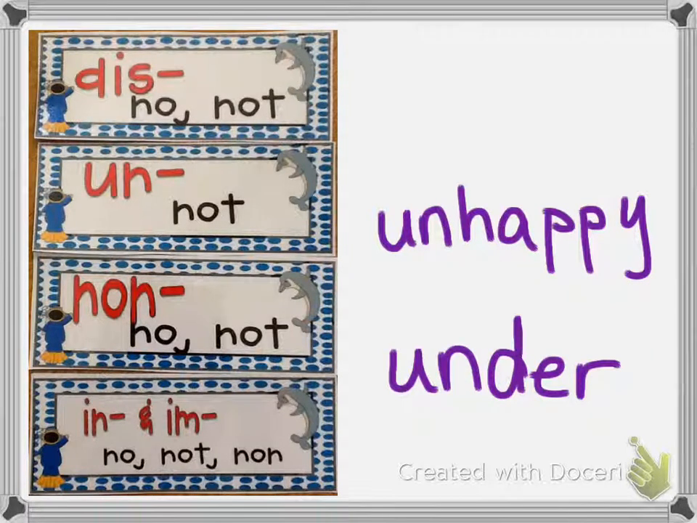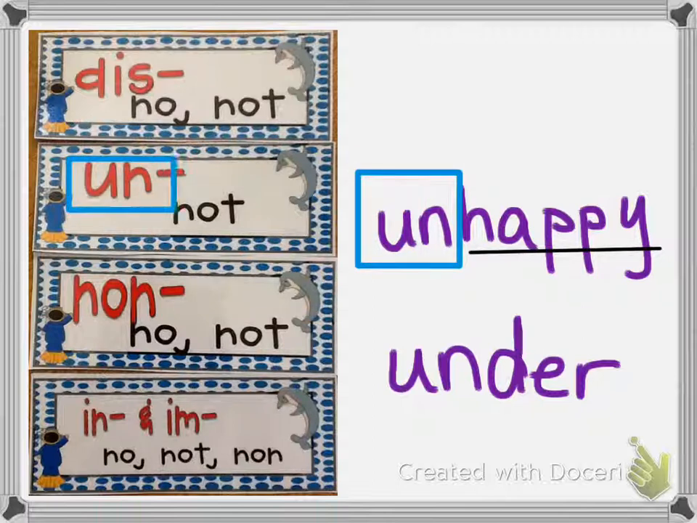So, I want you to look at the words unhappy and under. What you need to know, which is super important, is that you have to find the base word. The base word is the word without the prefix. So, if we were to box out un, which is one of our prefixes here, it leaves us with the word happy. Happy is a real word. If you look at the next word, under, okay, if I box out un, der is not a base word. It's not a real word.